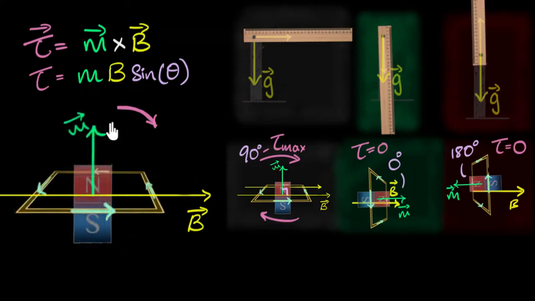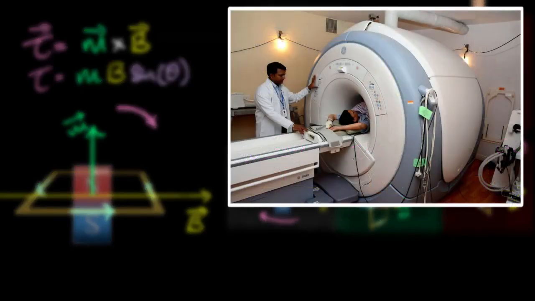And with this knowledge of torque, we can go ahead and build stuff like galvanometers or motors. And not just that, they're also applicable in other areas as well. For example, did you know that the same concept is used in MRI scan machines? That's right. State-of-the-art MRI machines also use the same principle.